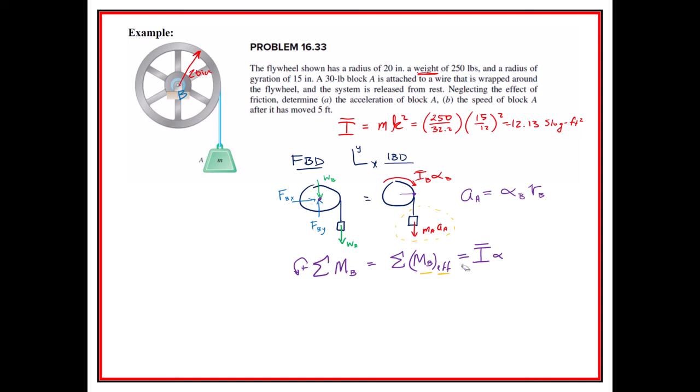Now I should have, because of the direction things were moving here, this should have been negative right here, right? Because I said that positive was counterclockwise. So that's going to be a negative I about B, alpha B. But also, this mass times acceleration right here is also going to be negative.